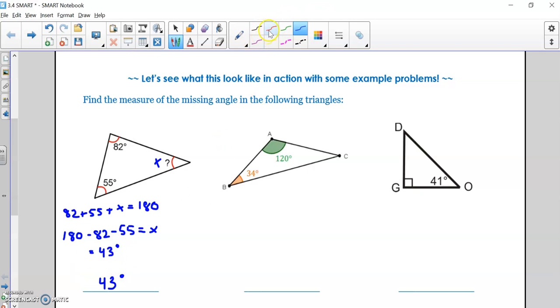All right, let's do another one. We have two angles in here, 120 and 34, so we can just subtract those from 180. Okay, and then if we do that, we get an answer of 26 degrees.